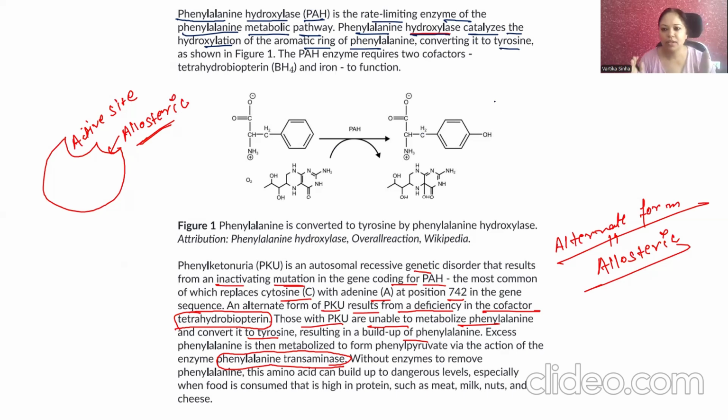And we are very clear with the structures of the amino acids. Phenylalanine and tyrosine are very similar; tyrosine contains a hydroxyl group at the para position, right? Okay. Now let's read what is given next in this question.